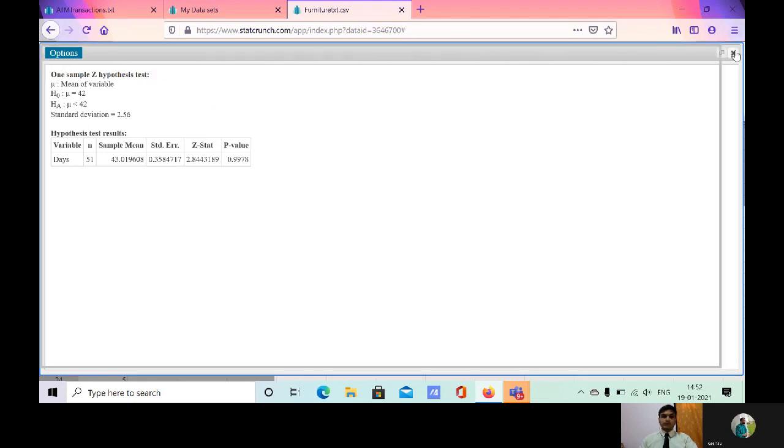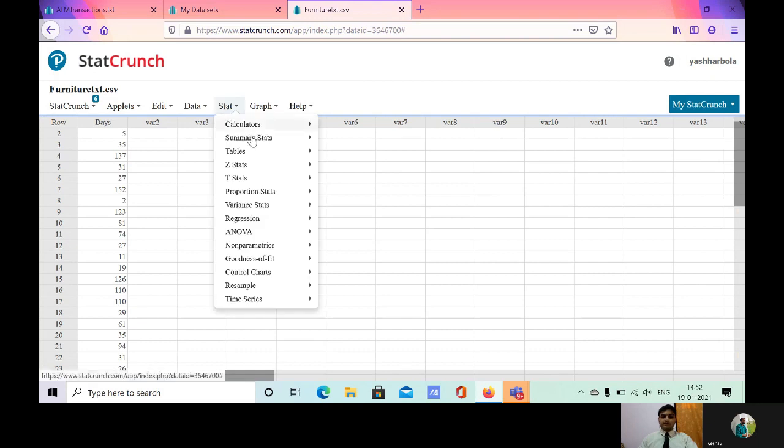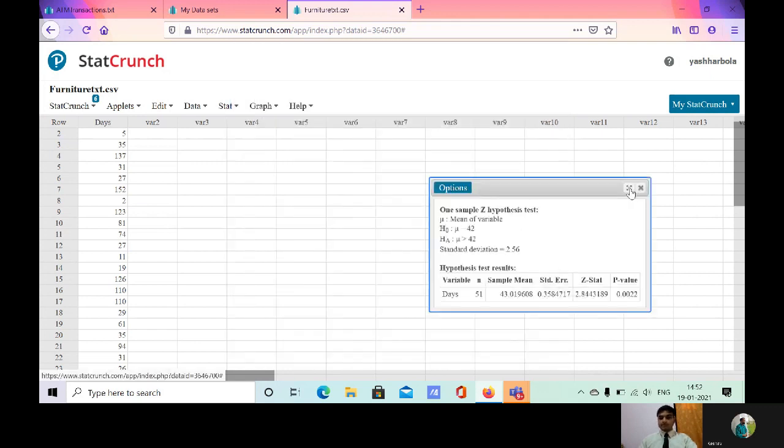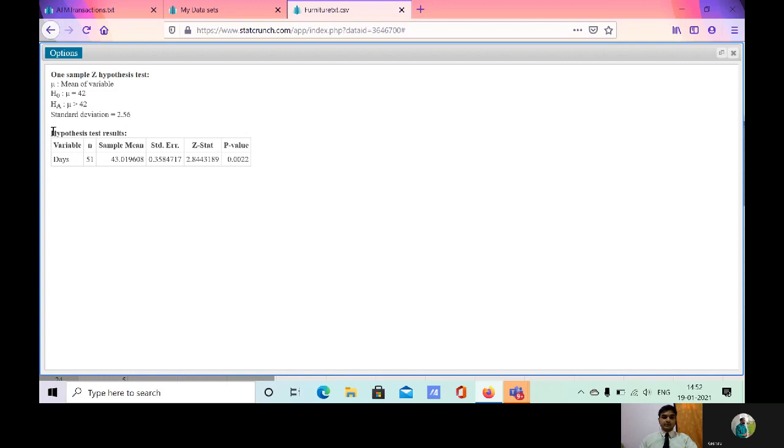Similarly, moving forward, we'll again go to Stats, then Z Stats, one sample with data. Again we'll be transferring the data. The standard deviation is 2.56, the population mean is 42, and this time it will be a right side one tail test and compute. Our confidence interval is 0.95. So this is the inference of the second one. Our z stat is 2.844 and the p-value is 0.0022.